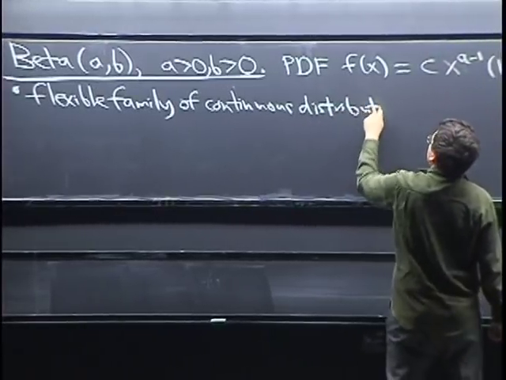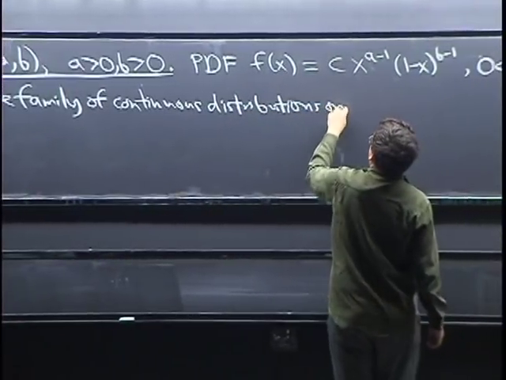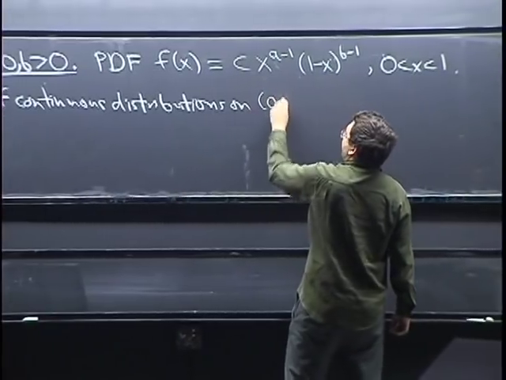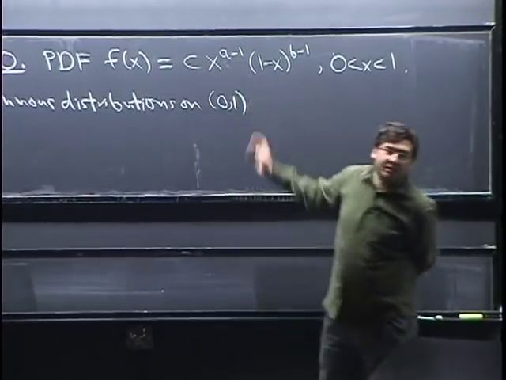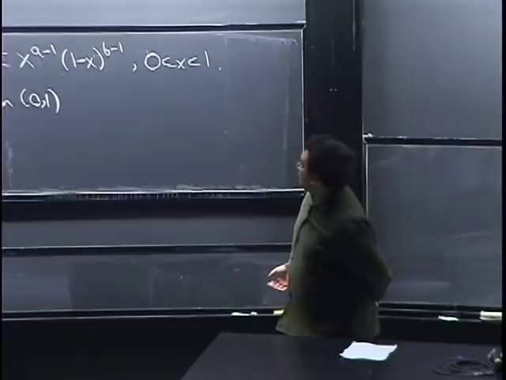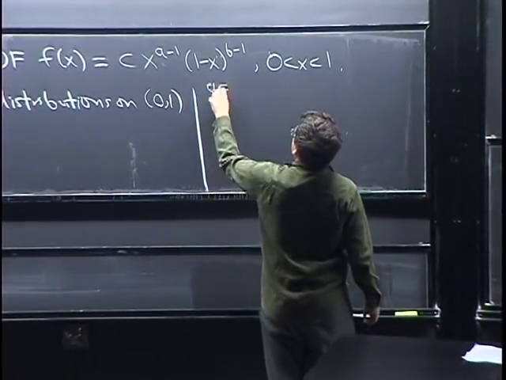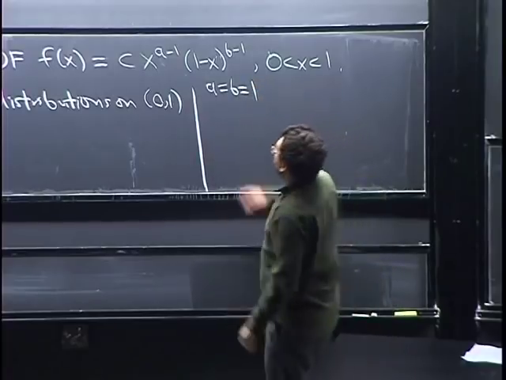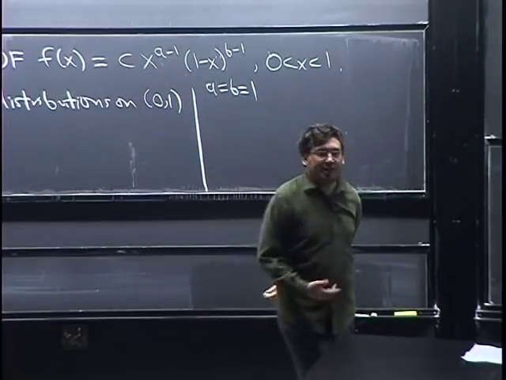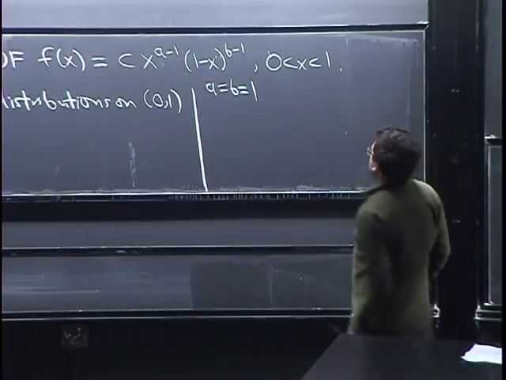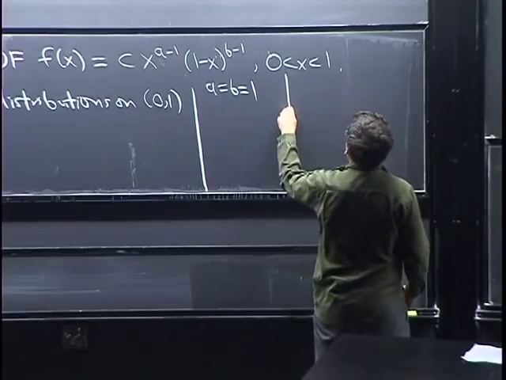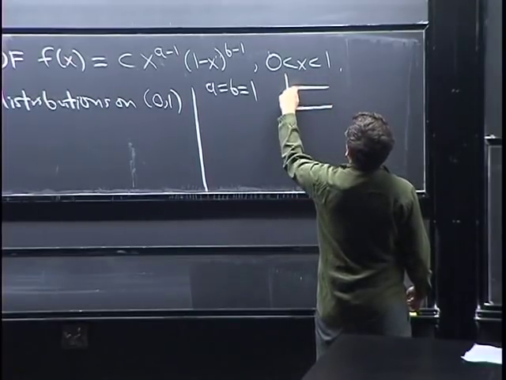And by flexible, I mean that as you vary a and b, you can make this take different shapes, right? Just for a couple quick examples, if we let a equal b equal 1, then this whole thing goes away. We just have a constant, so that's just the uniform distribution. So it is a generalization of the uniform. So the PDF would just look like that.